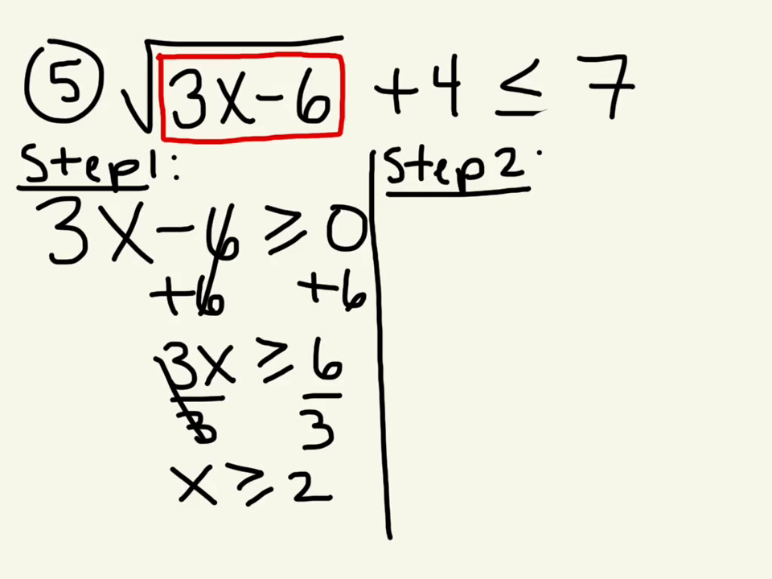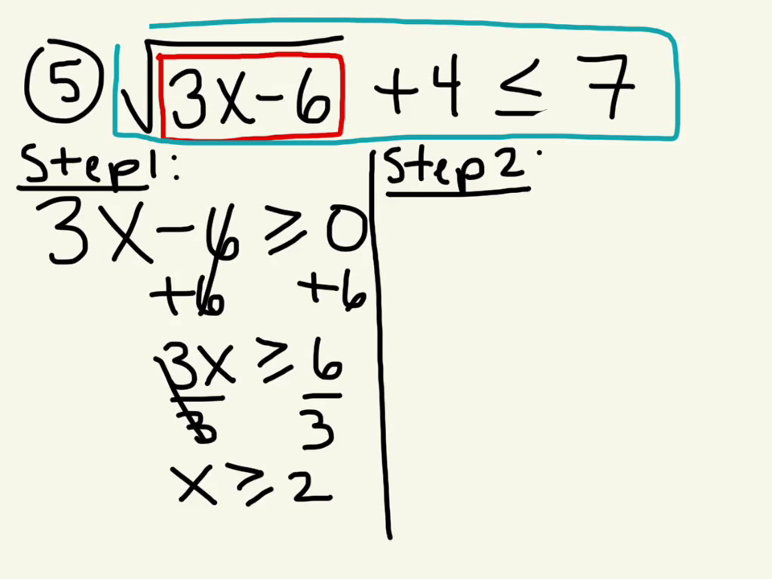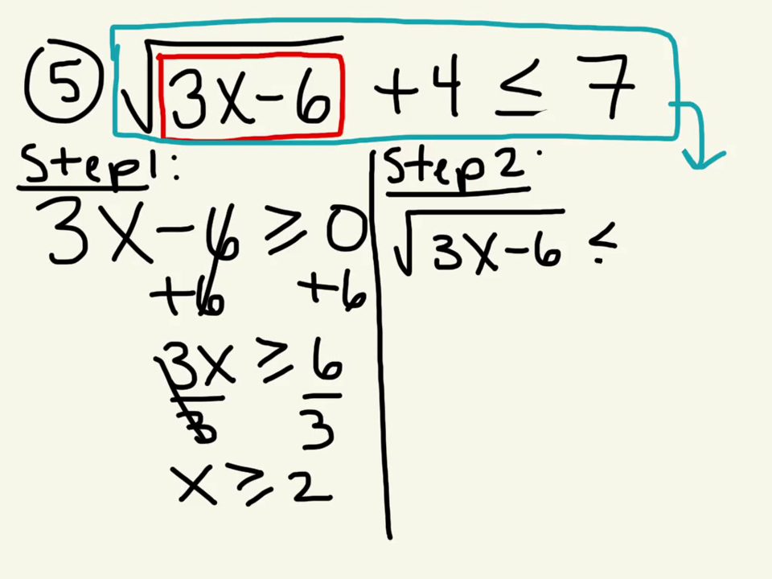The first thing I want to do in order to solve my original inequality is to isolate the radical, just as we do in a radical equation. So I'm going to bring this entire inequality over here. I'm going to subtract 4 from both sides in my first step. That way I end up with the square root of 3x minus 6 is less than or equal to positive 3. Again, this is a result of subtracting 4 from both sides.